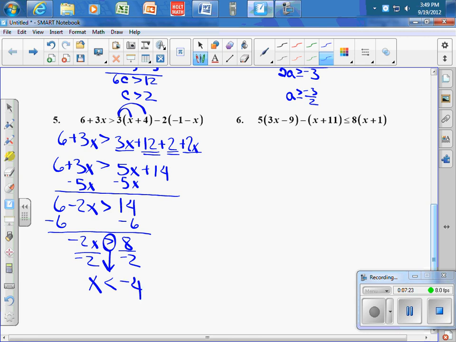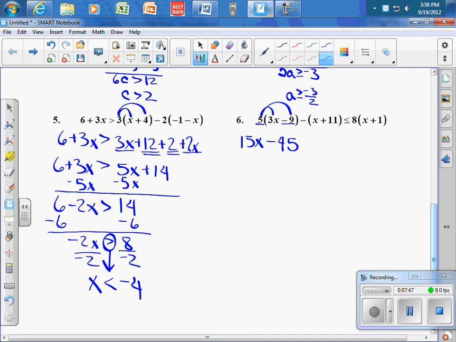In number 6, I see 5 times 3x is 15x. I see 5 times a negative 9. I don't read it as minus 9, not when I'm multiplying. When I'm multiplying, I'm thinking, is it a positive number or is it a negative number? I have a positive 5 times a negative 9 is negative 45.